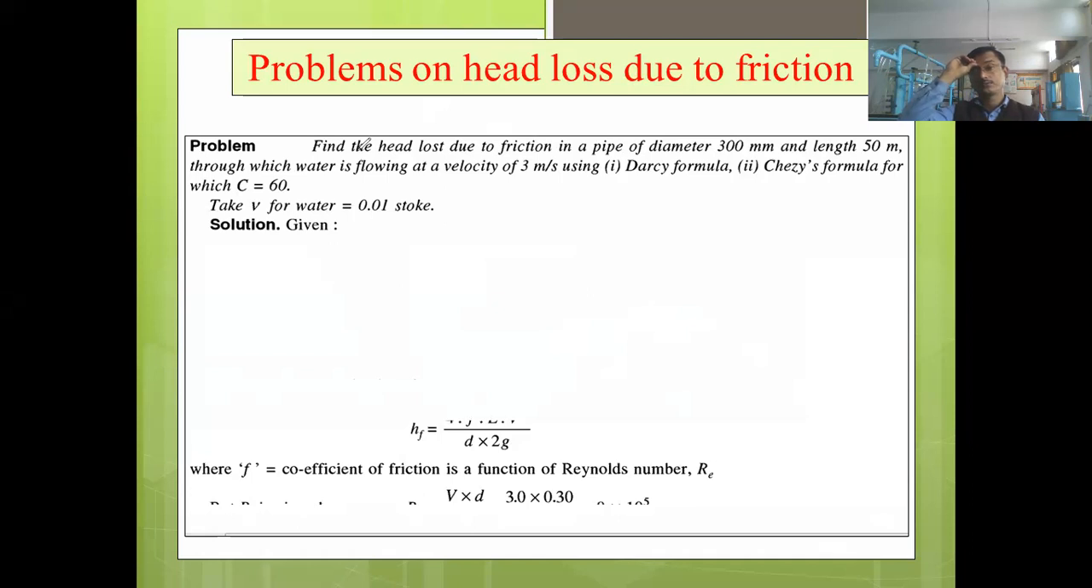at a velocity of 3 meter per second, using first Darcy formula and second Chezy's formula, for which C is equal to 60. Take nu for water equal to 0.01 stoke.